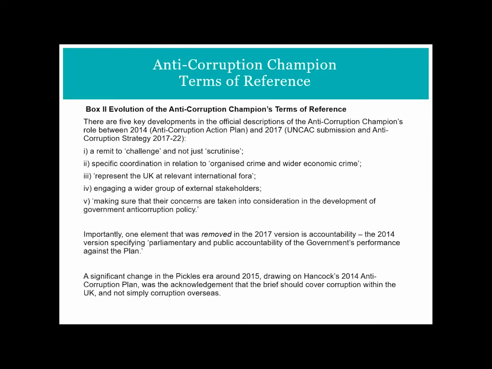On the other hand, point one up above, you have a remit to challenge and not just to scrutinise. So that's possibly a tick there and a minus there. And you'll see here the change that I was mentioning, that the brief moves from being overseas corruption to domestic corruption as well.